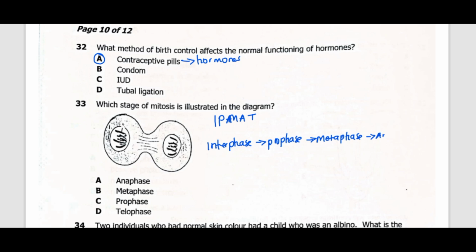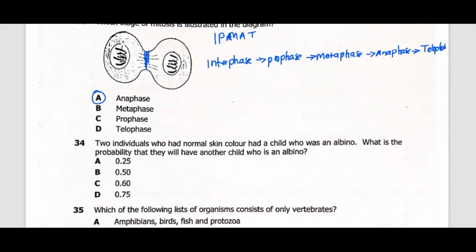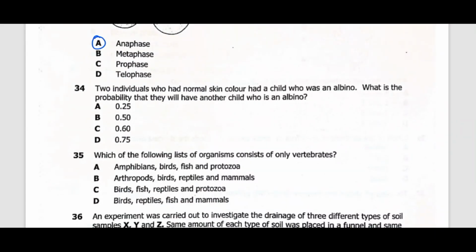Then A for anaphase. Then we have telophase. Now telophase is the last. Since here we can see that the cell is almost divided into two daughter cells, this is our anaphase here, because it's almost done. For telophase, that shows that the daughter cells have completely formed. Then we go to question 34.